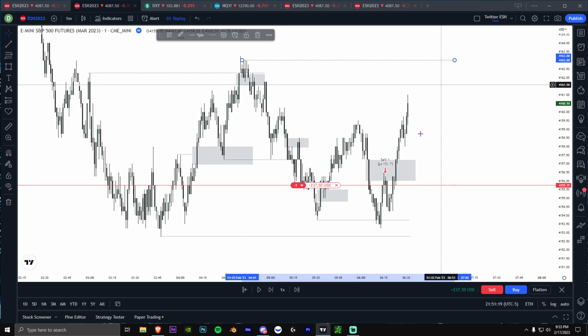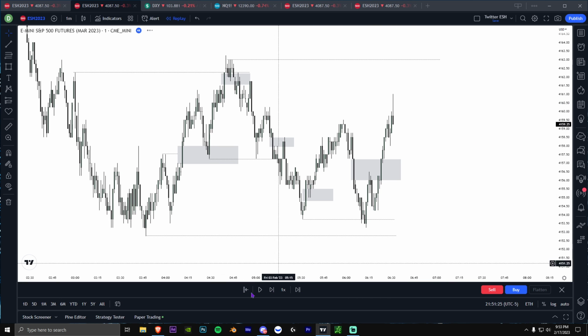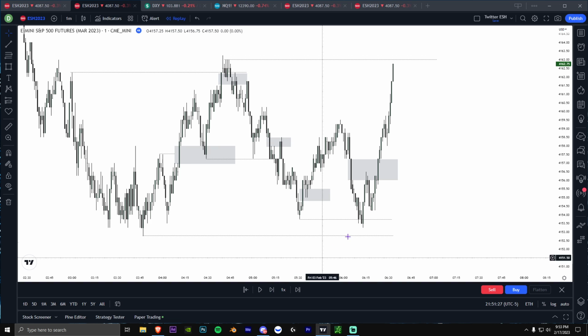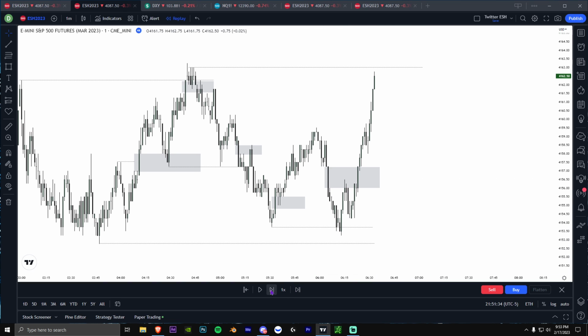I kind of have these in my head still. Oops, I forgot to exit. Again, I would have been stopped at break even on this, not a loss, okay? This is why I move my stop to break even, even if it sometimes fails me.